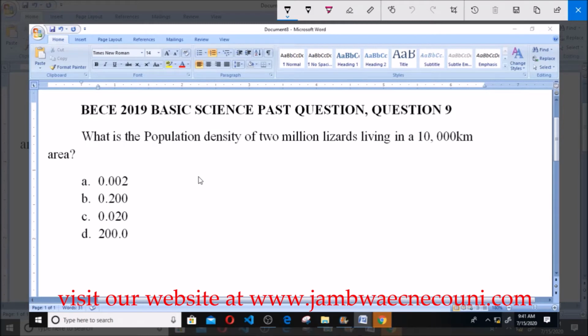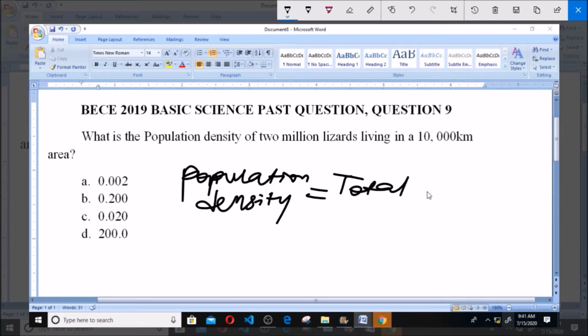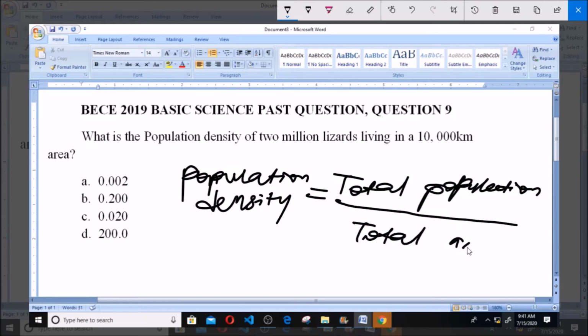for calculating the population density. There's somebody that brought application yesterday. Now population How few people updated it? density Blessing. is equal The to person that brought the total population. You didn't tell Emmanuel about it. Somebody brought application All over yesterday. the You didn't tell total Emmanuel area. about it. Huh? Now we have 2,000 and 2 million lizards Tell him so that he living updates in a their 10,000 application. kilometer area.